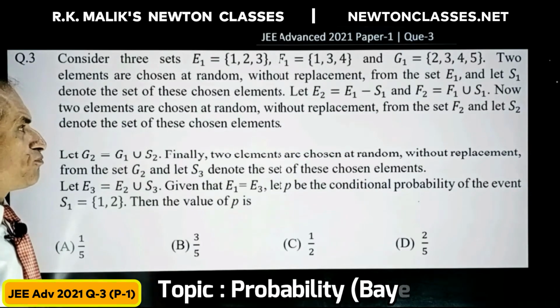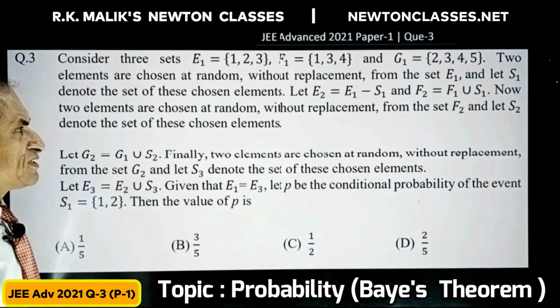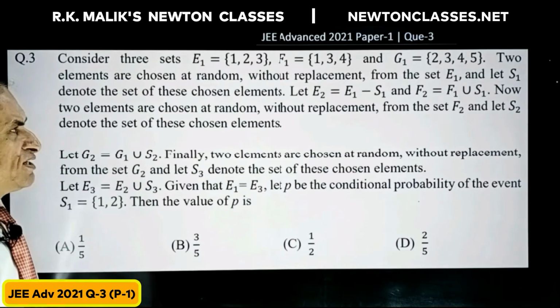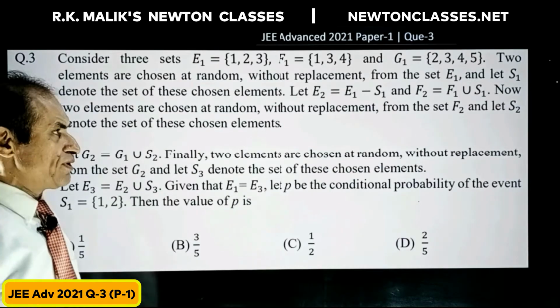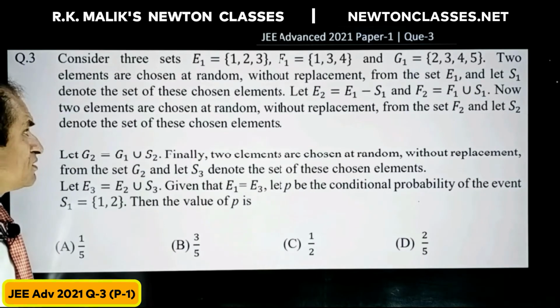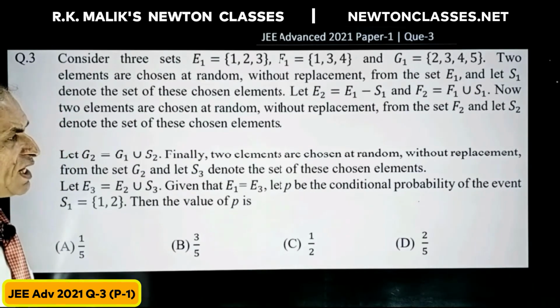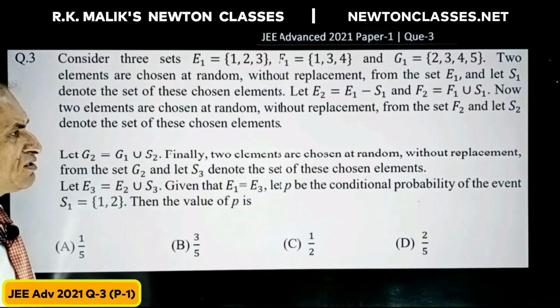This is the question of probability based upon Bayes theorem. This has come in JEE Advanced 2021, paper 1. This is a beautiful question. In this question, first I will read the question. Afterwards, I will explain the meaning of this question in simple language, and further I will solve it.